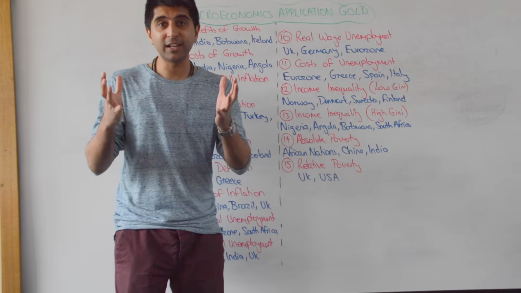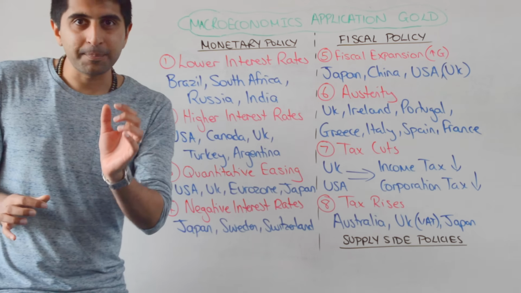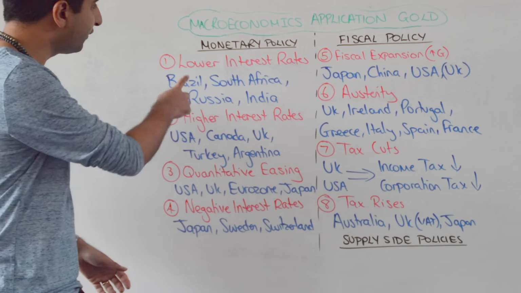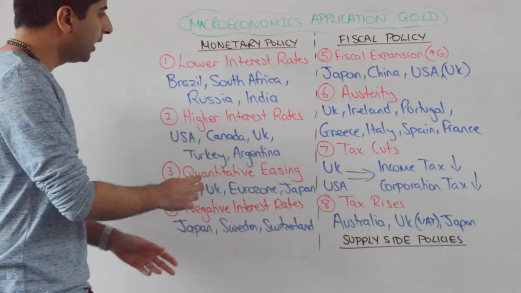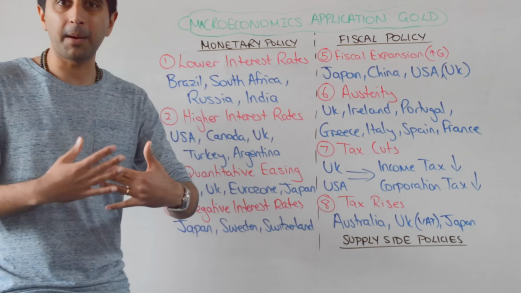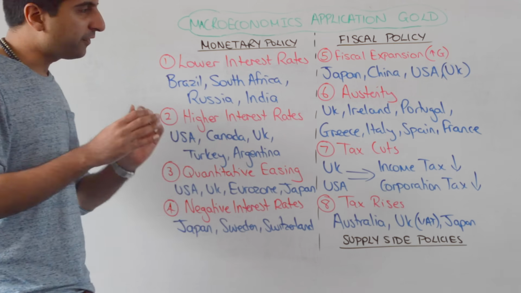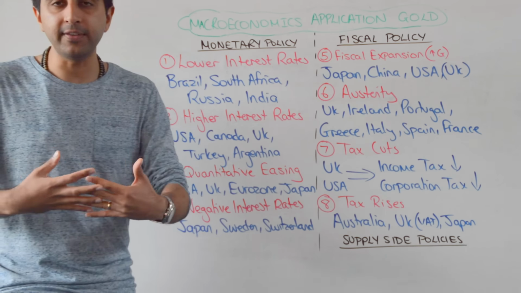Let's keep going, guys, looking at examples of macro policy. Let's start by looking at expansionary monetary policy in the form of lower interest rates, so countries that have cut their interest rate here. We've got Brazil, South Africa and Russia. All of these three nations have been coming out of recession. Inflation is now more under control in each of these countries, allowing these countries the chance to cut rates and try and stimulate aggregate demand, stimulate growth here.